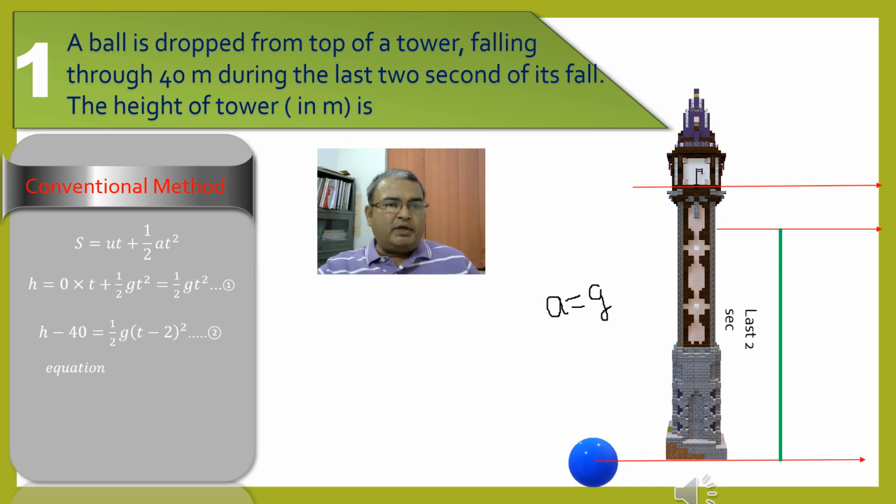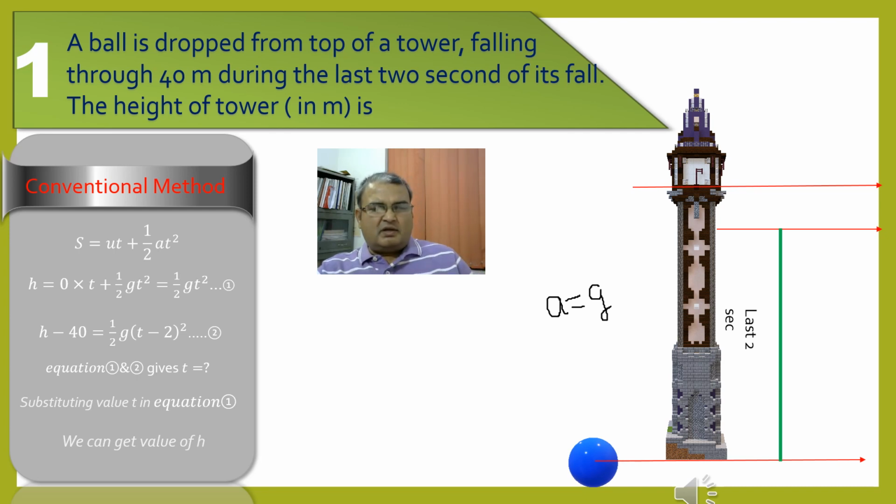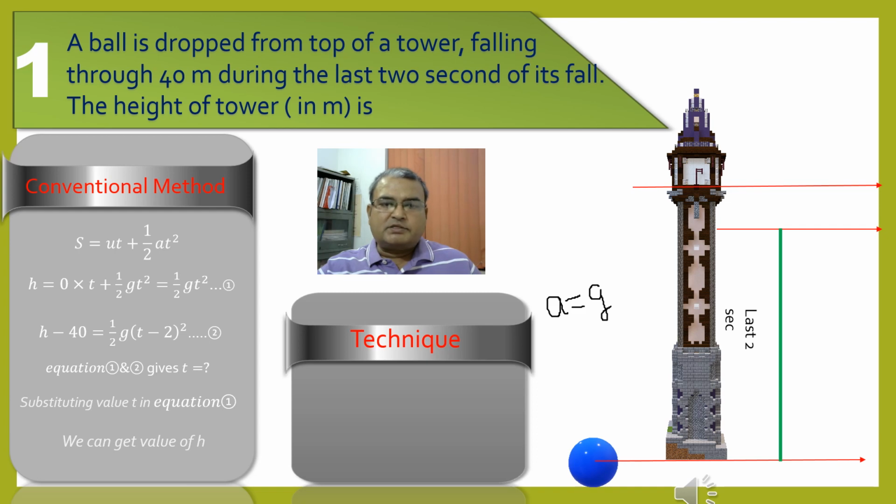Now we can substitute the value of h in the second equation and find t, and substituting the value of t in the first equation, we can get the value of h. This is a conventional method, a tedious method. No one wants this method. I'll show some techniques.